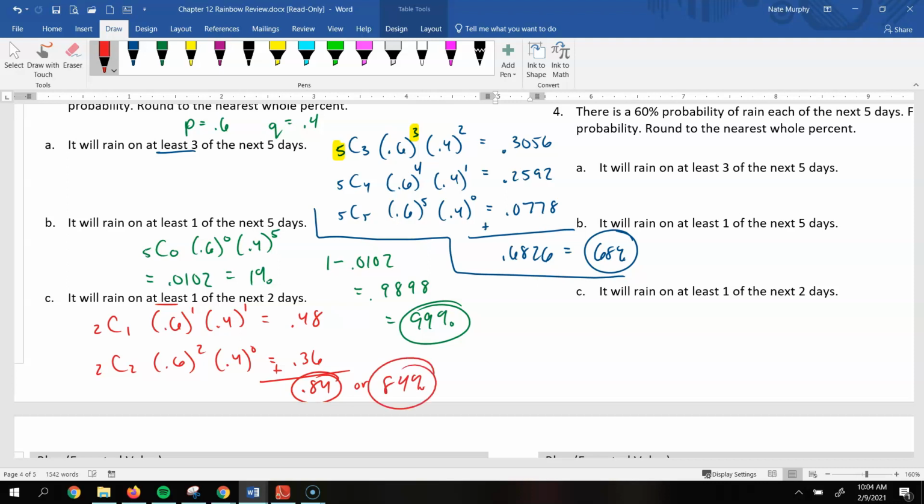Okay, so 84% would be your answer. Now the other way to do that is to use a complement, saying that it's not going to rain at all, and then subtract that from 1. Because if you did it that way, if it's not going to rain at all, out of the next 2 days, we get 0.16. Subtract that from 1, you get 0.84. So there's two ways you could do letter C, but it's pretty easy to do it the straightforward way of just adding together these two numbers.